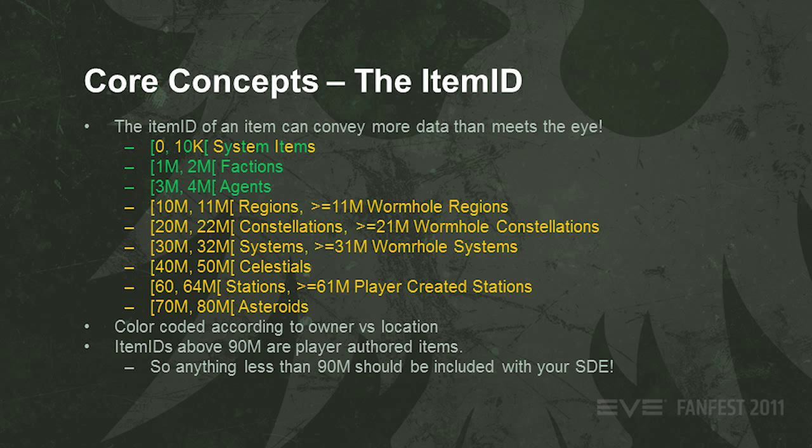This means that you can look at an item ID and know what you're looking at without actually having to check the type ID. This also means that if you ever get a response from the API with an item ID or character ID or location ID or whatever, which is less than 90 million, you know you don't have to cross the wire at that point. So you can save yourself a lot of headache by just knowing this.